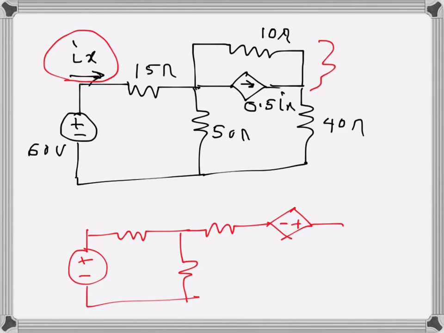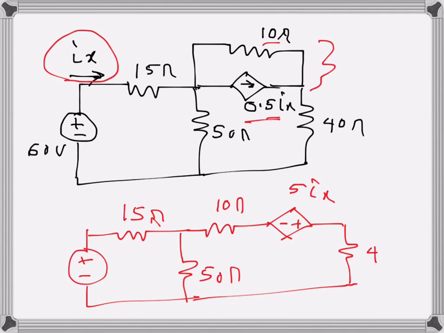So this is 50 ohms here, 15 ohms here, and this one stays 10 ohms, and the value of the dependent voltage source will be 0.5 Ix times 10, so that will be 5 Ix, and this is 40 ohms here. So I can add these two resistances, they are in series, so I will have 50 ohms there.